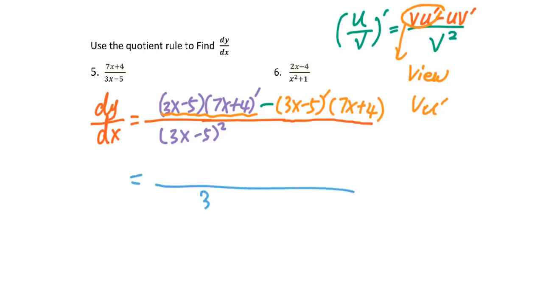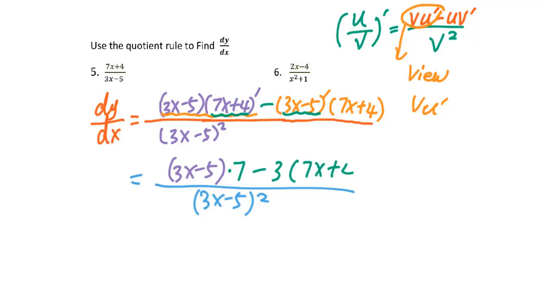Then organize: 3x minus 5 squared to the top. 7x plus 4 stays, and 3x minus 5 stays. The derivative for 7x plus 4 will be 7, minus the derivative for 3x minus 5, which will be 3, then 7x plus 4. We will do the distributive property here and also here.